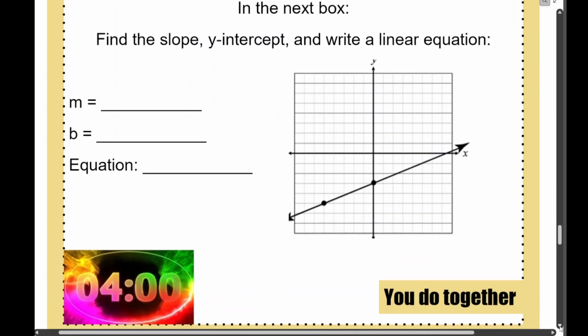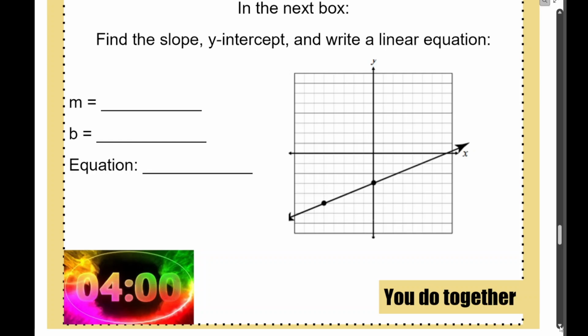All right, so this is a you do together. Find the slope, the y-intercept, and write a linear equation. I want you to try this one on your own or with the person next to you. I'm going to ask whoever is running this, just pause the video for a couple minutes. Try this on your own. All right. I'm going to assume that we have paused it and tried it, and we'll see how it goes.